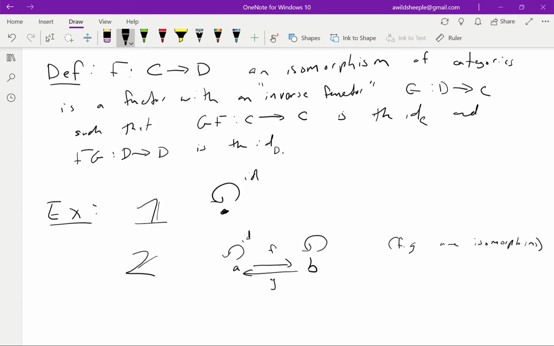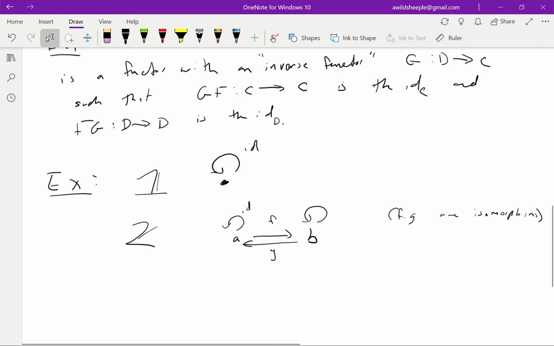Now, in this example, these categories, for the reasons we said, can't possibly be isomorphic as categories because the number of objects is not the same. But it's important that we make this distinction because they're not isomorphic categories, even though category 2 here contains, in a suitable sense, the same data as category 1, because A and B are isomorphic objects by F and G.